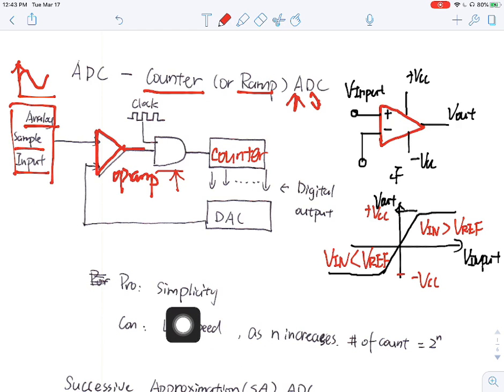Imagine you have to count every single time, from 0 all the way to whatever that input analog signal is. If the bit number n increases, the count is going to be very large, which means it takes a longer time to count, right? If this is a 3-bit, 2 to the 3 is 8, it's not too bad. But if the number of bits is like 12, 14, or 20, this number will increase exponentially. So that's the pros and cons of this counter ramp ADC.